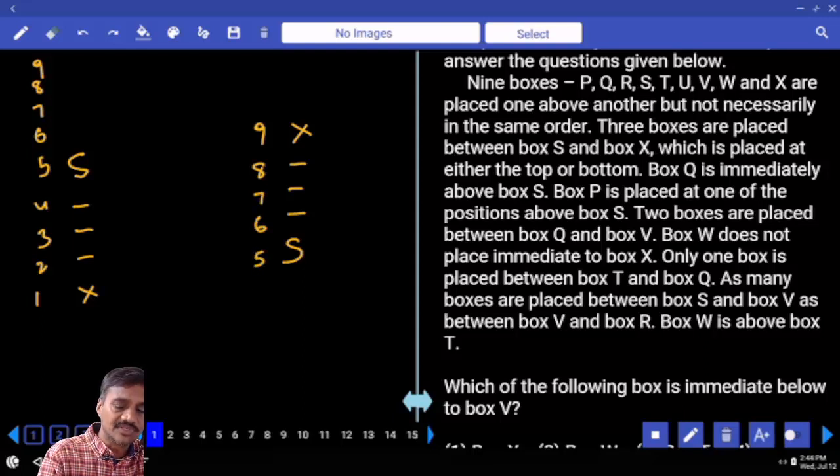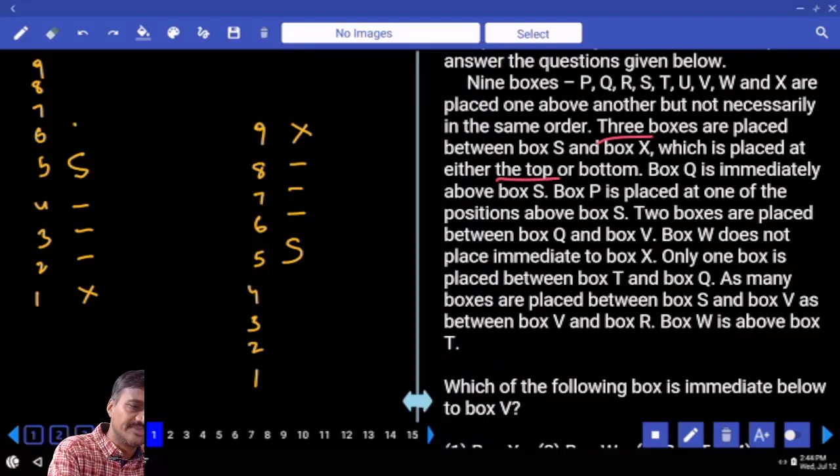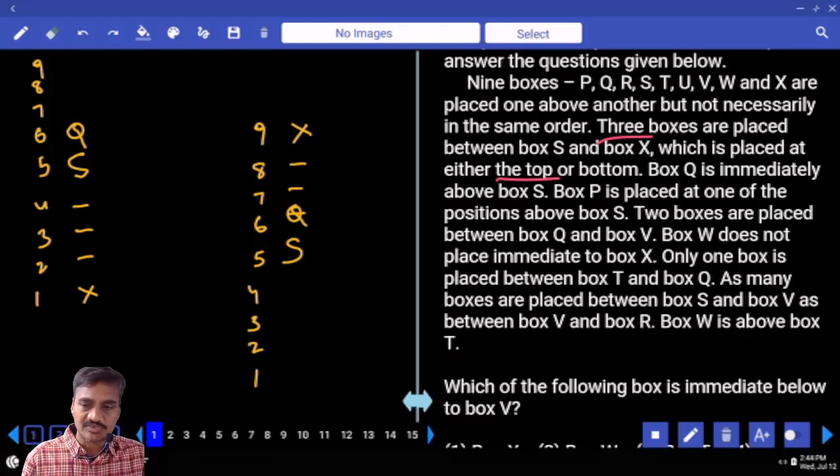Now why are we giving the numbering here? Earlier we haven't given the numbering. Here we give the numbering because X position is already finalized. Top or bottom. The next one, either top or the bottom, Q is immediately above S. Now Q is immediately above S. Here Q is immediately above S. And next one, P is placed at one of the positions above S. Now P is placed at one of the positions above S. Now P is above this S.